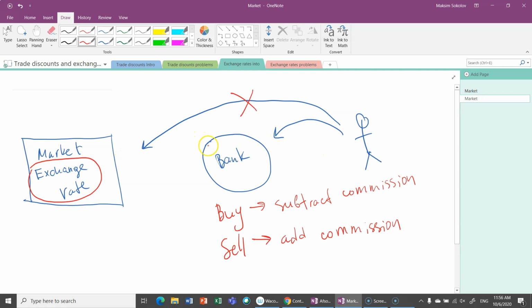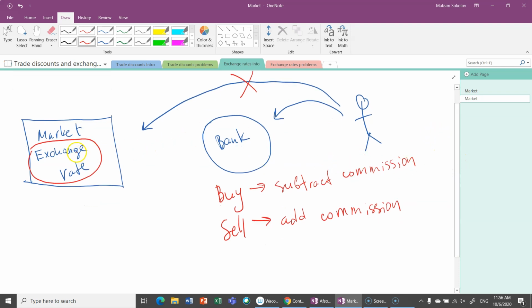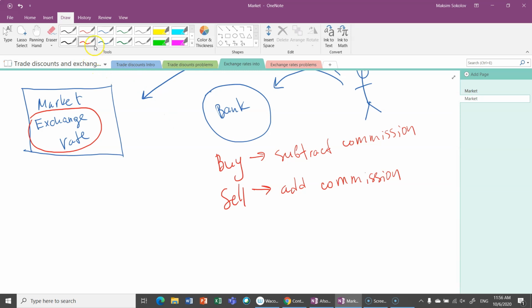We will see real life examples shortly, but what you need to keep in mind is this structure: consumers have access to the bank, but consumers do not have access to the exchange rate in the market. They only have access to the buy or sell rate. So we have to differentiate between the following, and make sure that we understand this. We have the exchange rate, we have the buy rate, and we have the sell rate.